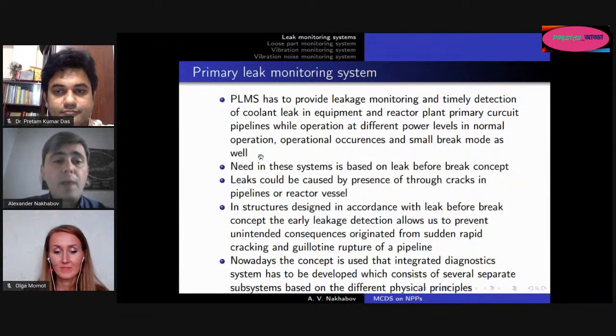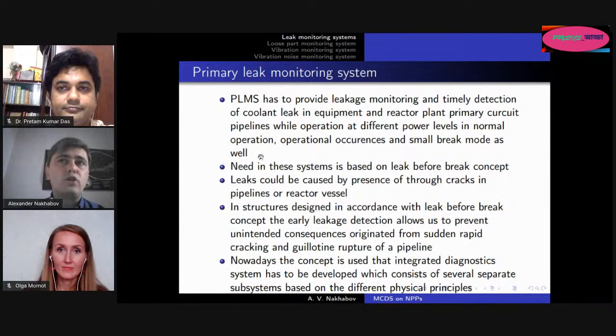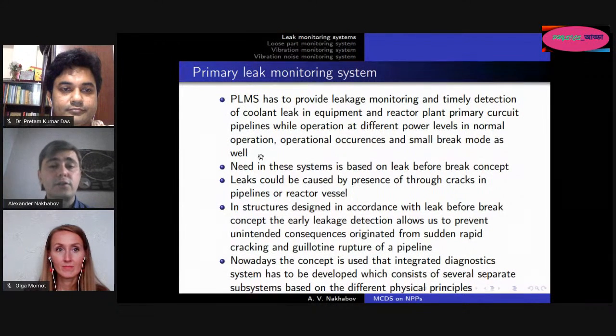But our idea is to find leakages at an early stage, when the leakage is very small. We try to find situations when leakages are actually too small to have any influence on operation, because it's a really early stage. But actually these leakages are large enough for us to discover them using special sensors.